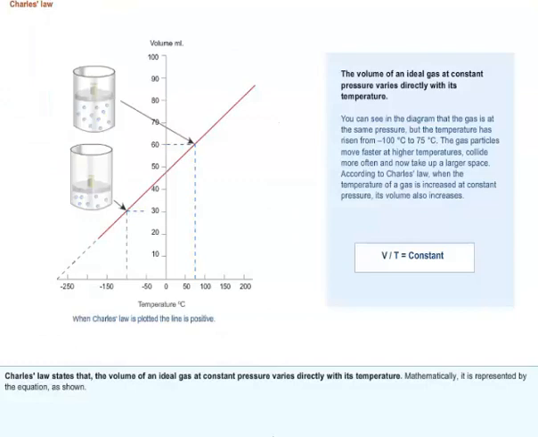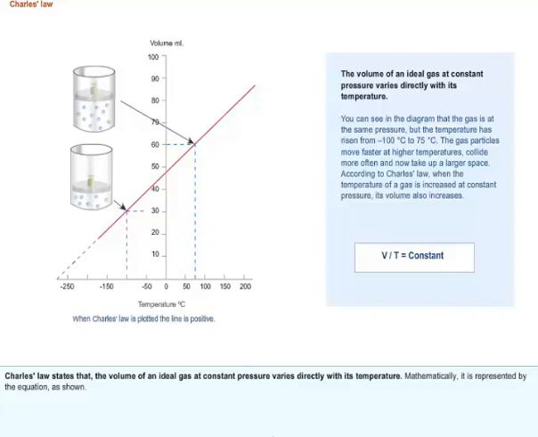Charles' law states that the volume of an ideal gas at constant pressure varies directly with its temperature. Mathematically, it is represented by the equation as shown. You can see in the diagram that the gas is at the same pressure, but the temperature has risen from -100 degrees centigrade to 75 degrees centigrade.